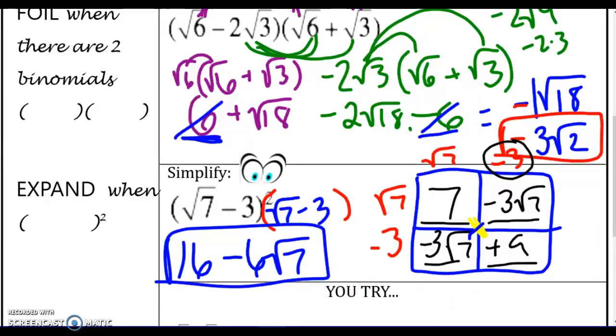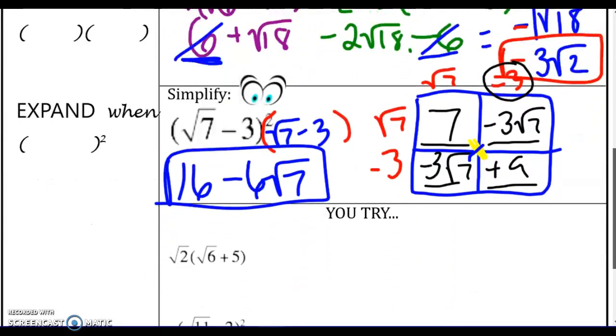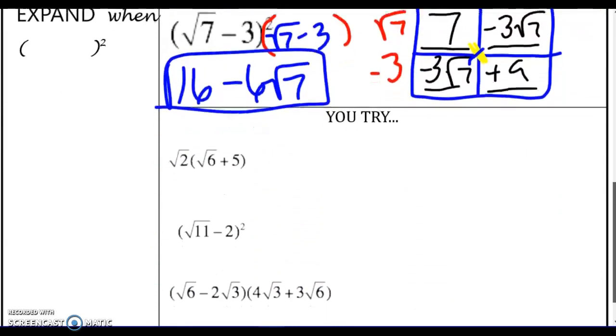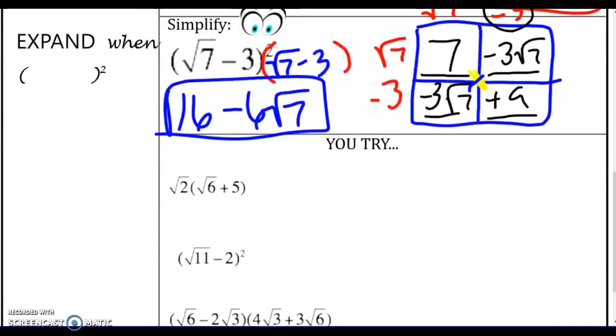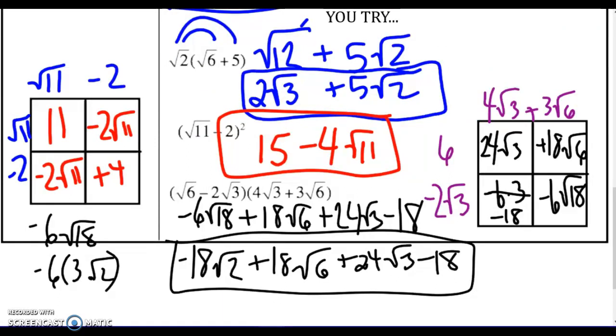So now I'm going to have you try a couple. Just pause and try them. All right, here are my final solutions. The first one is 2 root 3 plus 5 root 2. Suppose you could write 5 root 2 plus 2 root 3. Then the next one, 15 minus 4 root 11.